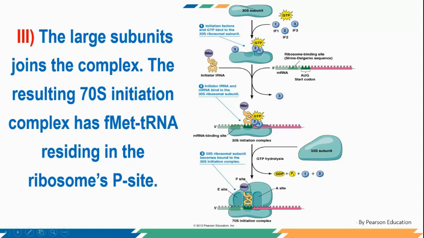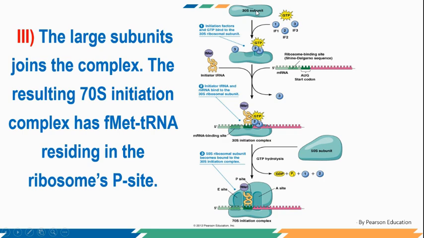After formation of the initiation complex, the large subunit joins the complex and forms the complete 70S ribosome, with formyl methionine tRNA residing in the ribosomal P site. This is the overall initiation process.